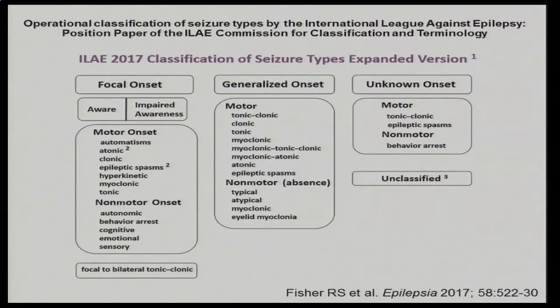So for those who are familiar with the older classification, focal aware seizure corresponds to simple partial seizures, whereas focal impaired awareness seizures corresponds to complex partial seizure. And focal to bilateral tonic-clonic replaces secondary generalized tonic-clonic seizures. So it's important that we get familiar with this terminology because this is what will be used from this point forward.